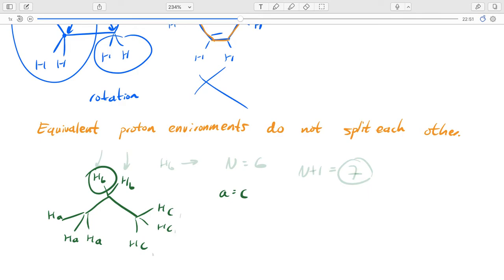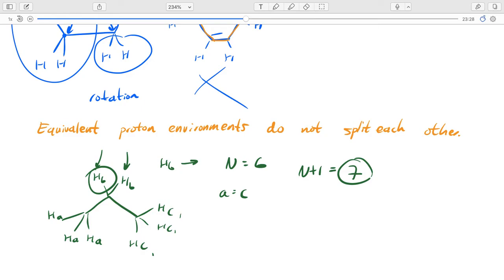So looking at HB, how many neighbors does it have? 1, 2, 3, 4, 5, 6. Yep, it has 6, so it's going to do an n+1 splitting. So we should get a septet, whatever we call it. If they're equivalent to each other, HB will not cause HB to split. HA will not split HA. HC will not split HA. Yeah, then that would make a difference.